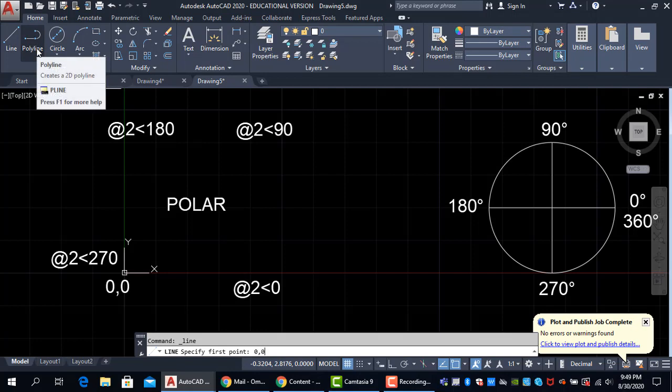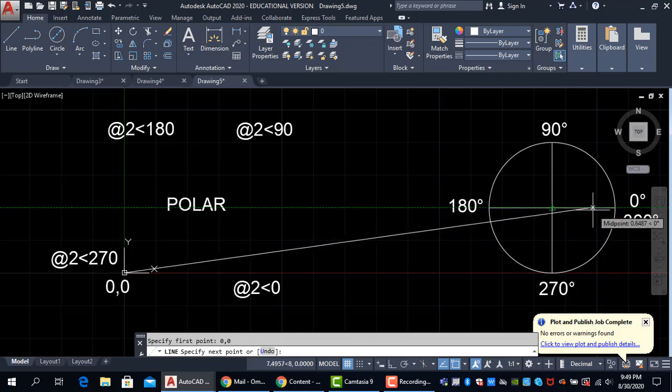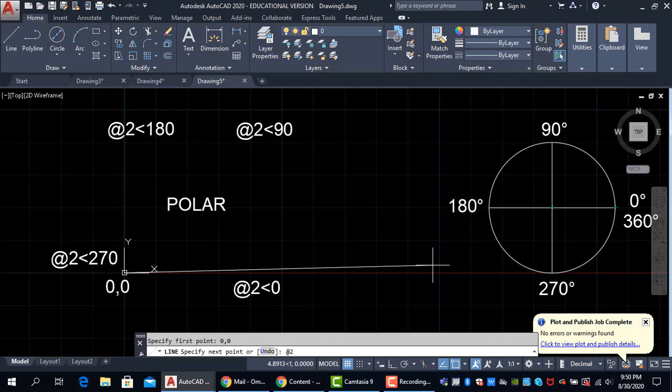Starting point 0, 0. Enter. So now we need to get to this point right here. So what we're telling AutoCAD, and we have to input it like this, we're going to put at 2, which means I want the distance of 2 and then the angle 0. Remember, imagine we're right here. We want the line to go straight that way. So the angle is 0. At 2, angle 0. So from that point that we inputted, the origin, we're going to go 2 units at the angle 0. Enter. And there it is.